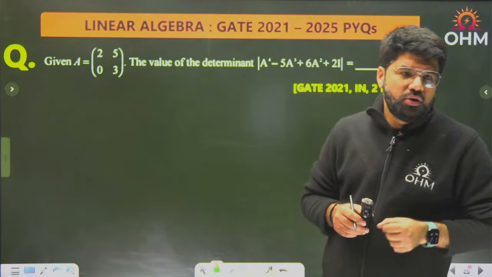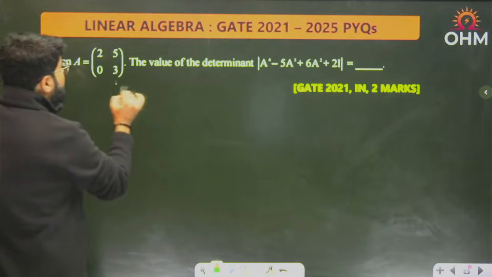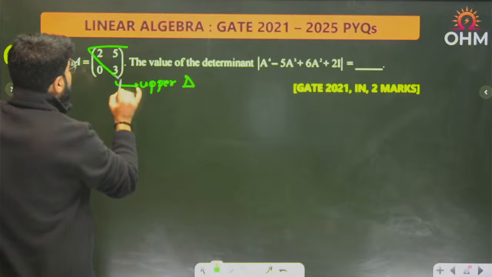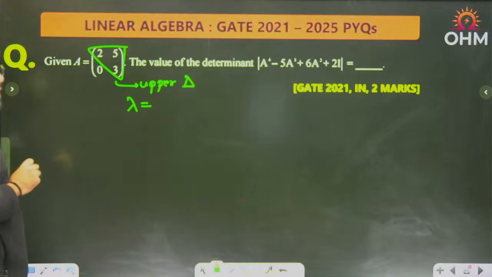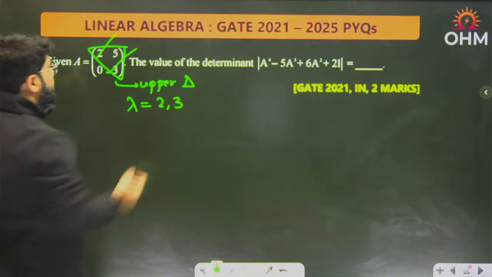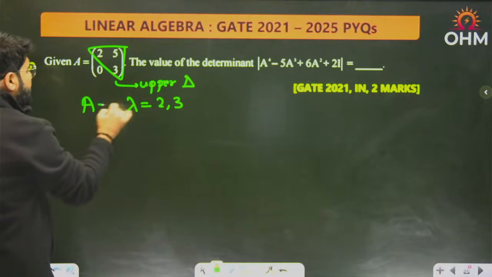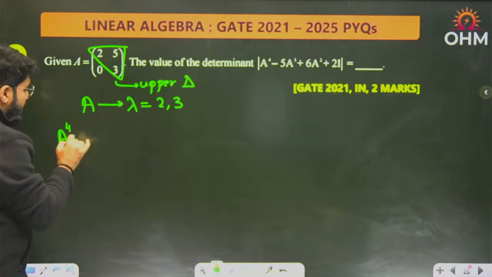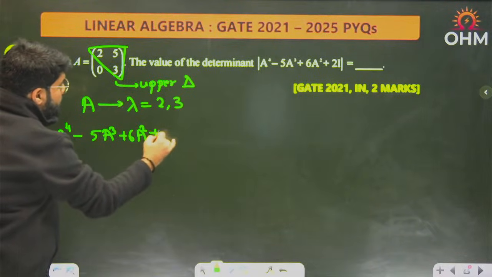No. Why? Because what is the type of A matrix? A is clearly an upper triangular matrix. So I don't need to calculate eigenvalues. I already know them, because for any upper triangular matrix, eigenvalues are equal to the diagonal numbers, that is 2 and 3. So I know the eigenvalues for the A matrix. Can I also know the eigenvalue for A power 4 minus 5A cube plus 6A square plus 2I?